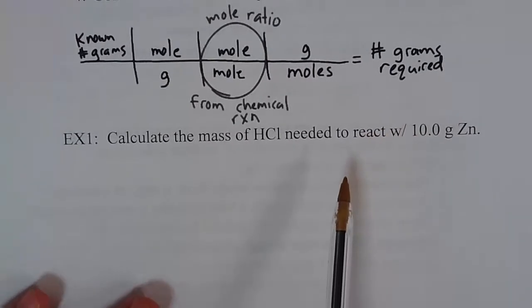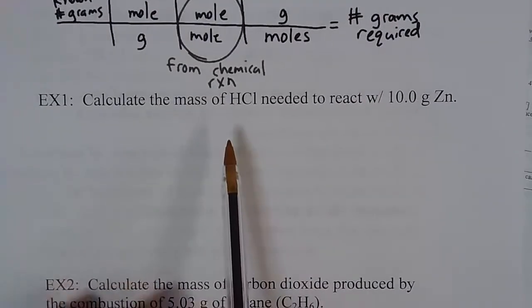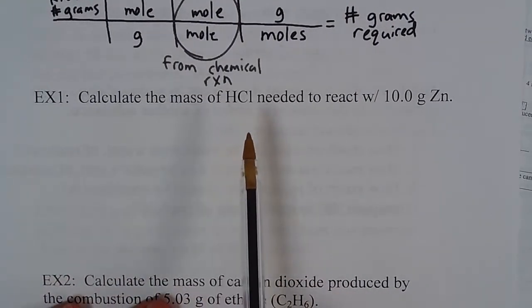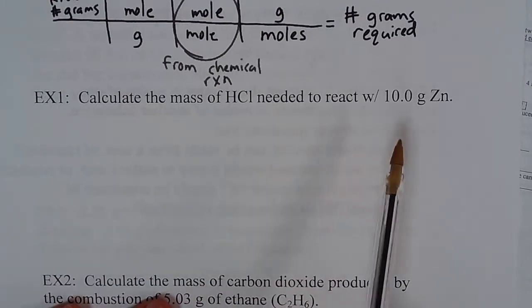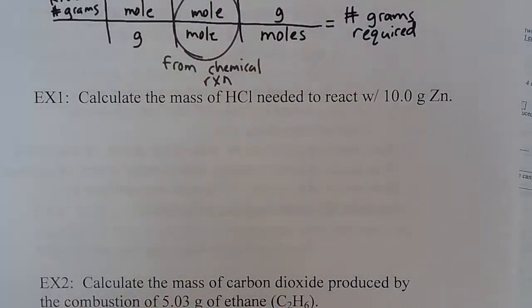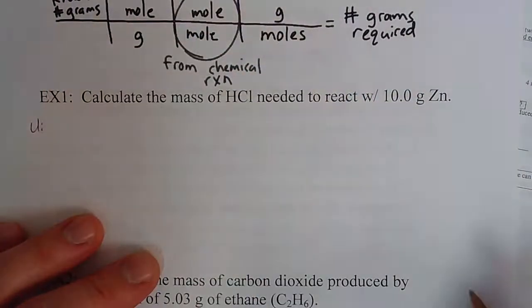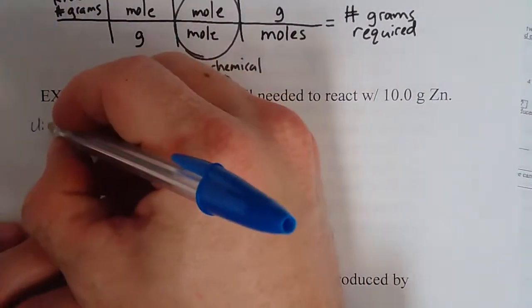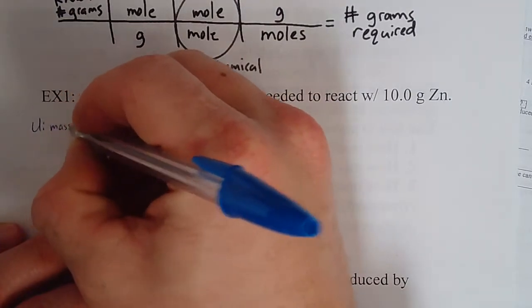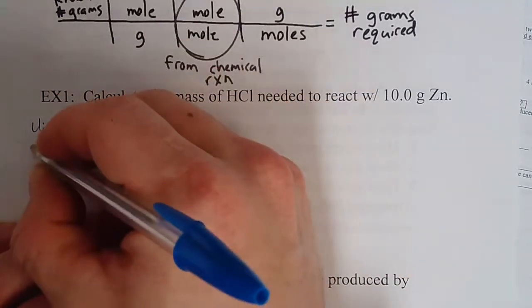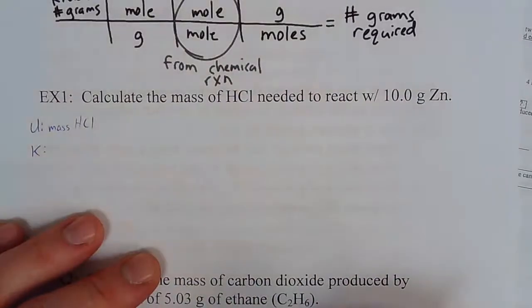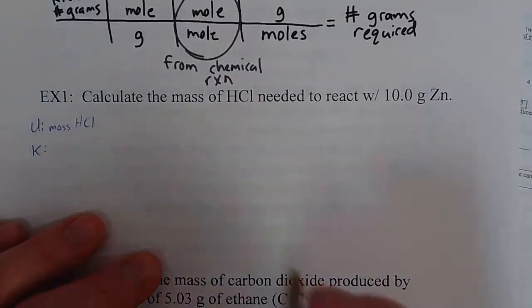So I'll give you an example of that with this first example here that says calculate the mass of hydrochloric acid needed to react with 10 grams of zinc. So the unknown here, we are solving for the mass of hydrochloric acid. The known, what do they give us? 10 grams of zinc.